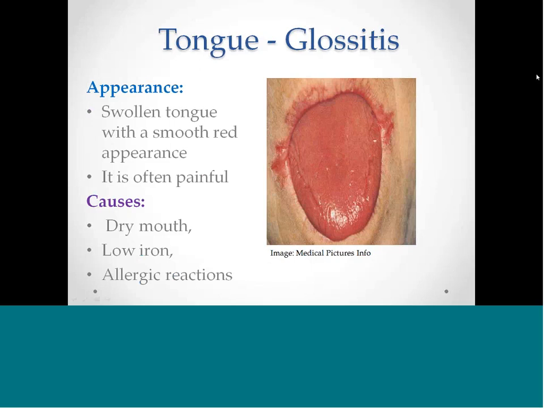Glossitis. Glossitis will appear as a swollen, smooth, red tongue. It is often very painful. The cause of glossitis can be from dry mouth, trauma, low iron, some systemic diseases, or allergic reactions.